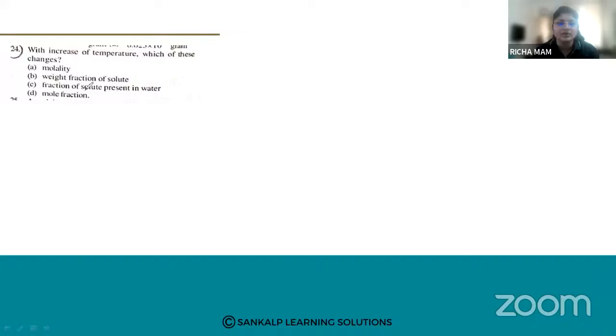Yes. Okay, so we know that. Volume: when you increase the temperature, what will happen to volume? Volume will also increase. Now, if some water molecules are present, what will happen to the water molecules? They will get evaporated at high temperature. Right, so option number C is the correct answer.